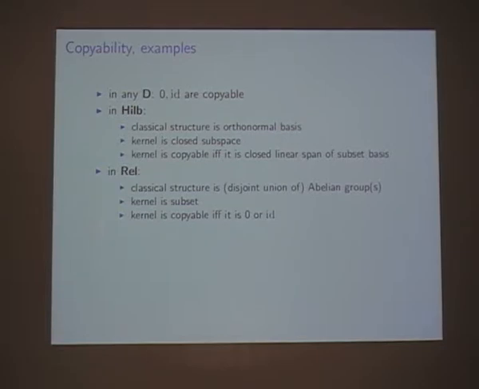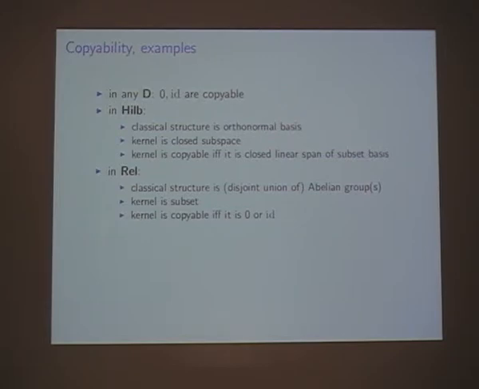In the category of Hilbert spaces, we saw that a classical structure corresponds precisely to an orthonormal basis, and from previous work we know that a dagger kernel always corresponds to a closed subspace. And the kernel is copyable if and only if it's really a subset of the basis. It's the span of the subset of the basis in a sense.